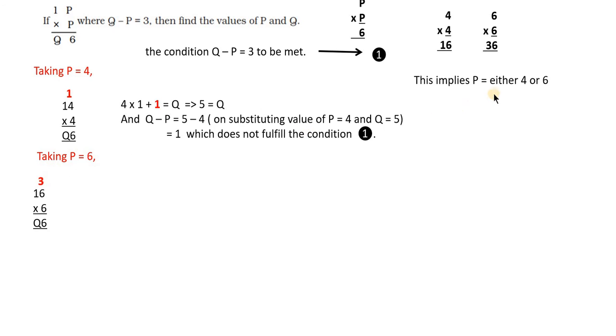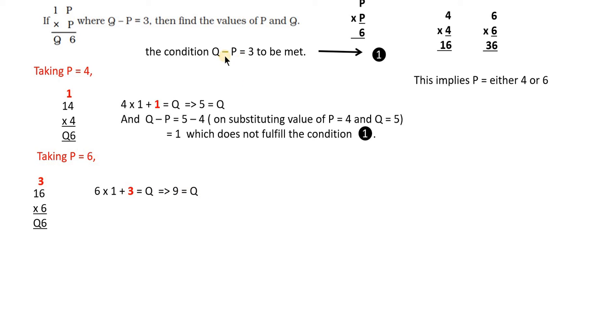We come to the next value, p equal to 6. Then 1p into p becomes 16 into 6, and the product is q6. 6 sixes are 36, carry forward 3. In the next step, 1 into 6 is 6, and the carried 3 is added. 6 plus 3 should be equal to q, so q should be equal to 9.